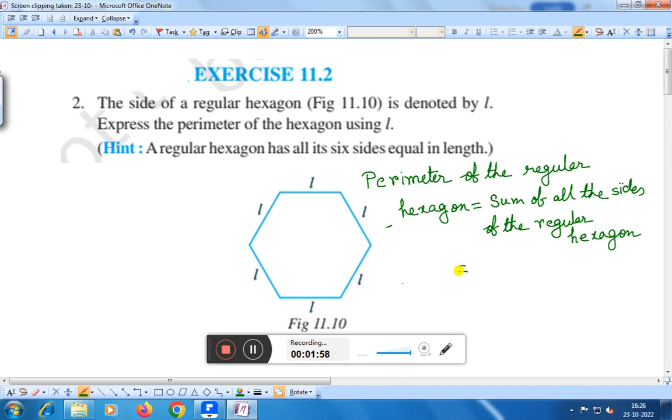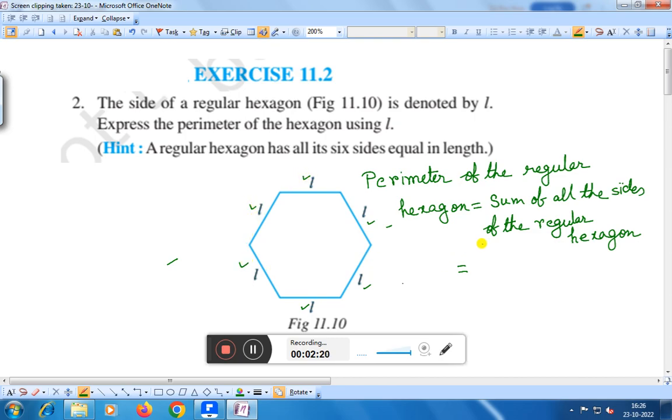Therefore, we can write, let one side, the side of a regular hexagon, be denoted by L. Therefore, this side is L. Since all the sides are equal in length, we can write here, this is L, this is L, this is L, this is L, this is L, and this is L.